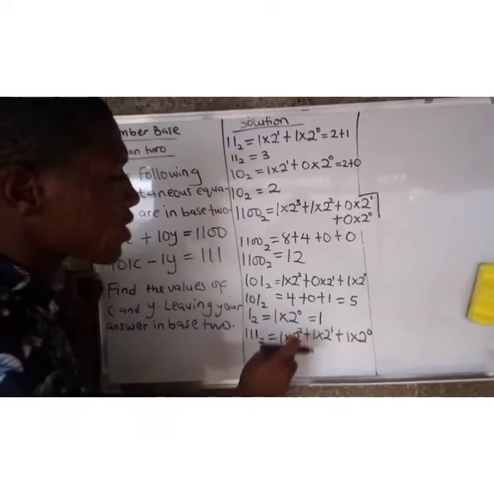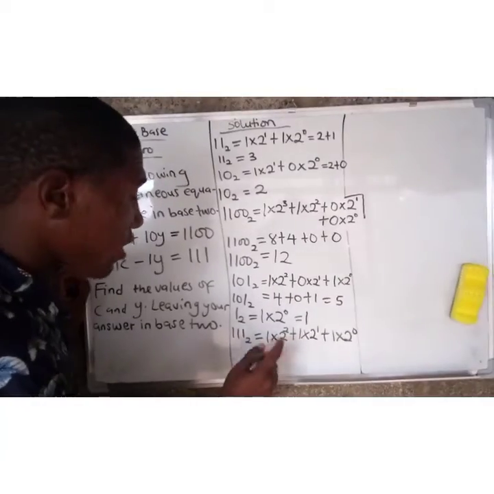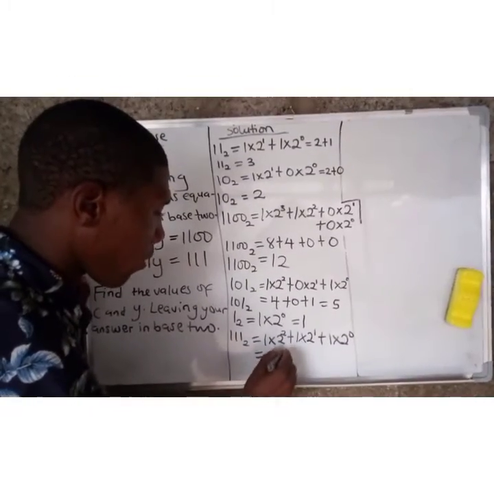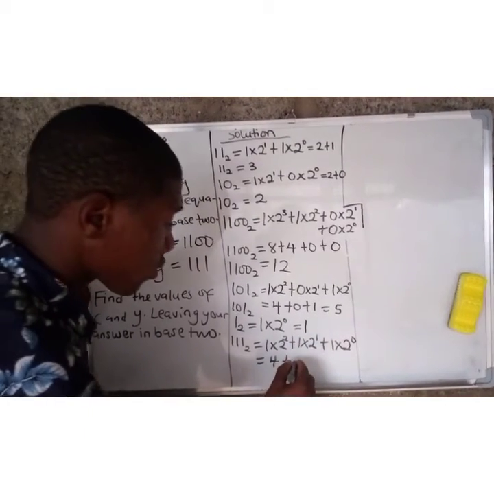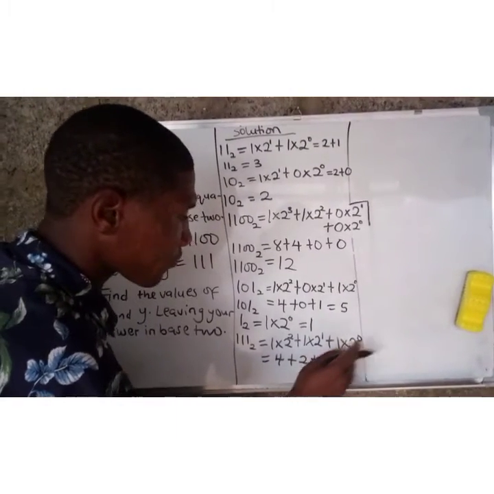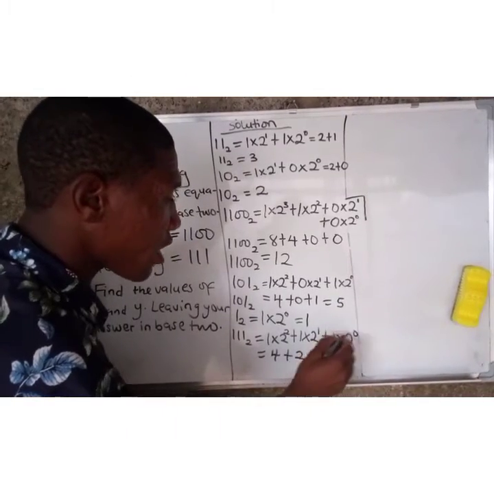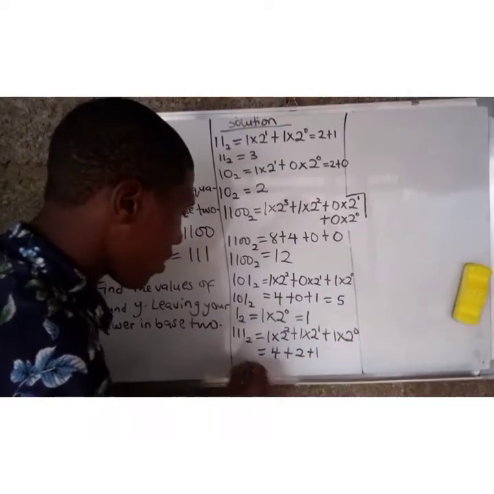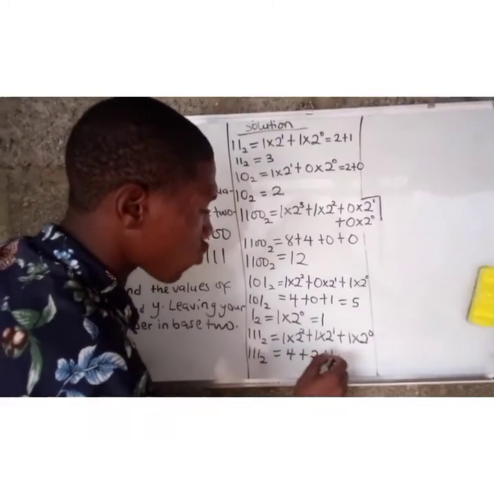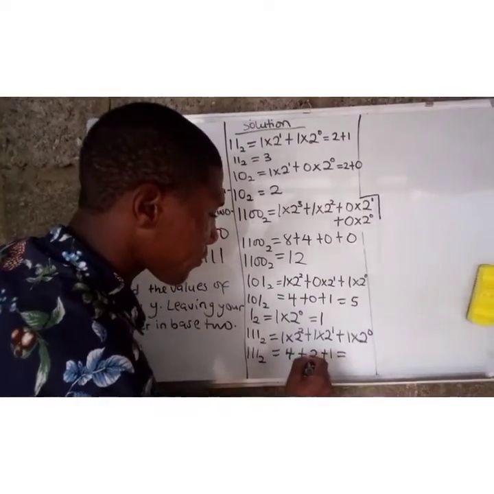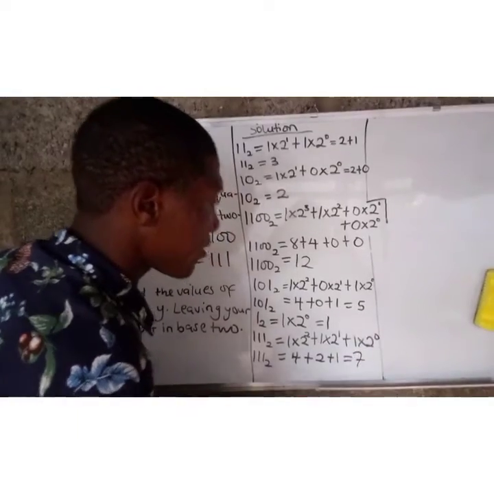2 raised to power 2 is the same thing as 2 times 2, which is 4. 4 times 1 is what? 4. Plus 2 raised to power 1 is the same thing as what? 2. 2 times 1 is what? 2. Plus 2 raised to power 0 is 1. 1 times 1 is what? 1. So we can say that 111 in base 2 is equal to 4 plus 2 plus 1, which is equal to what? 7 in base 10.